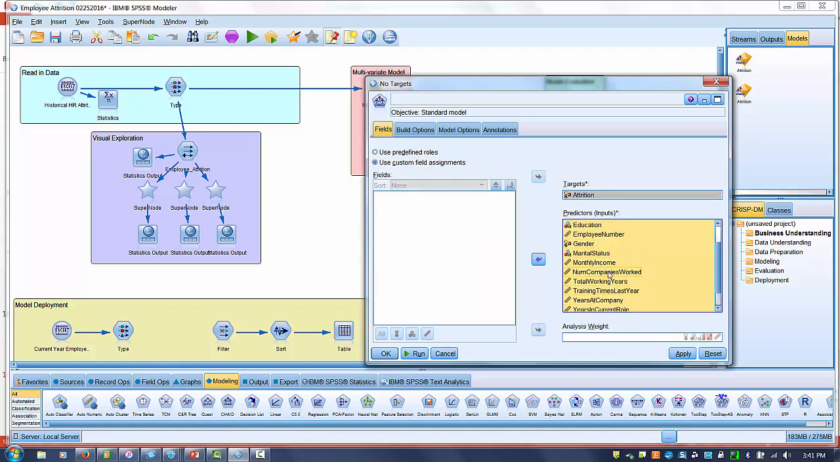One thing I'm going to take out is, where did it go? Employee number, because that's just an ID field. That doesn't mean anything. We don't want that mucking things up. So we've got all the variables that we looked at in the univariate or bivariate analysis, and we're going to use those, and we're going to let the software tell us which of these factors is important in predicting attrition.